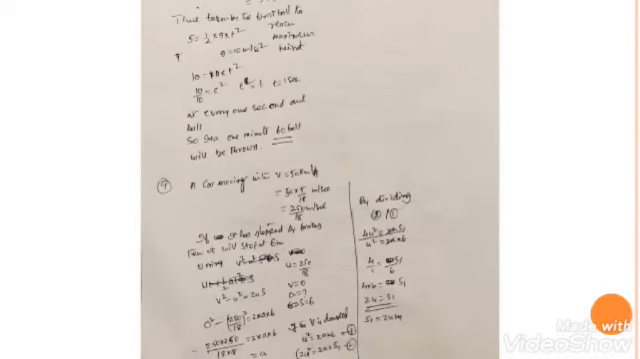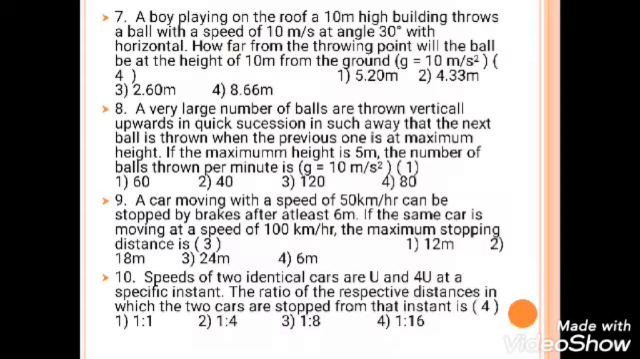Dividing 2 by 1, we get 4u square by u square equals 2a s1 by 2a into 6. So 2a and 2a cancel, 4 is equal to s1 by 6, s1 is equal to 4 into 6, that is equal to 24 meters. So we will get the correct option for your question. Then going to the 10th problem.